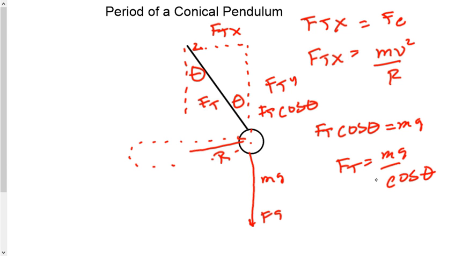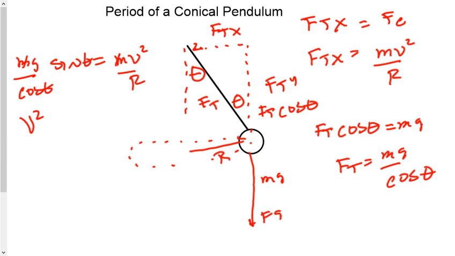Now what I need to do is put this in when I solve for force tension x. Force tension x is going to be force tension times the sine of theta, so I'm going to plug that in. I'm going to have mg divided by cosine theta times sine theta equals mv squared divided by r. This is going to be tangent, and we'll cross out the m's. So I know that v squared is equal to g tangent theta multiplied by r.